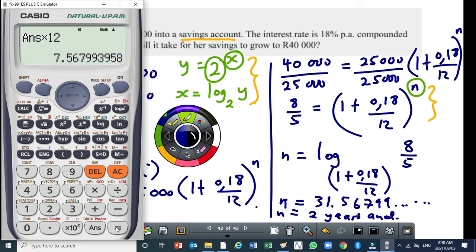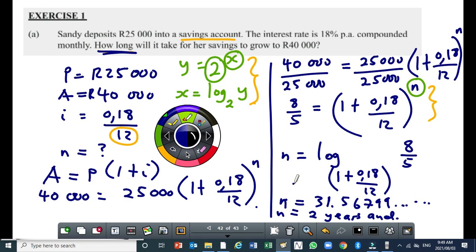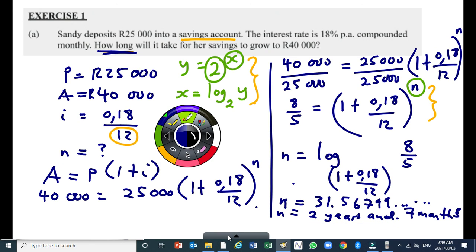So I'm going to put 7 months. It's approximately 2 years and what? 7 months. So this will be 2 years and 7 months. Or if you want, you can just write it as 2.63 years. But here I've been very specific. Then this also we can say n is also equal to, let me use a different color.